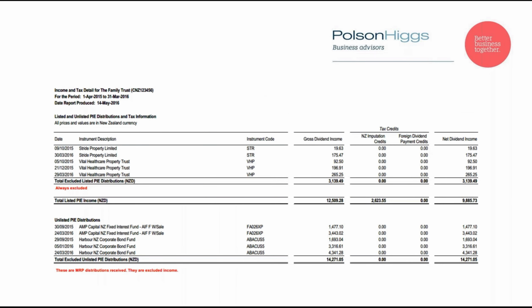It continues over 2 pages. The only important part to note down here is the unlisted PIE distribution at the bottom, and that there is always exempt. So my unlisted PIE, so that's my multi-rate PIEs. Remember, the distribution, as James said, is always exempt. The only part that's taxable is the attributed part, and only when I've got the wrong PIR. Again, do that off the front sheet.